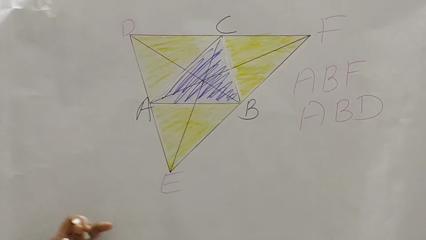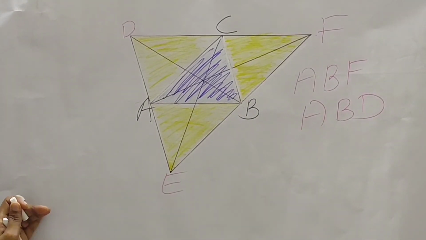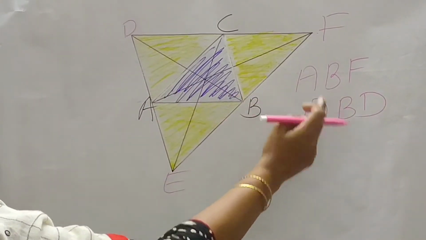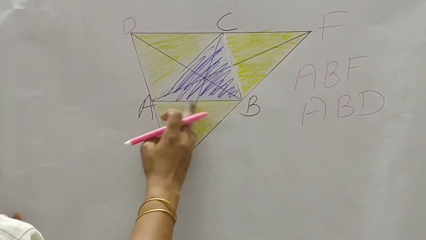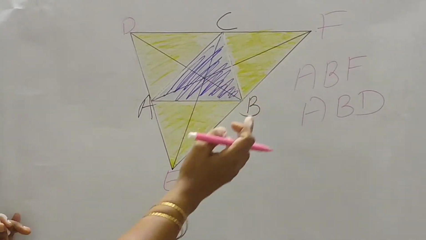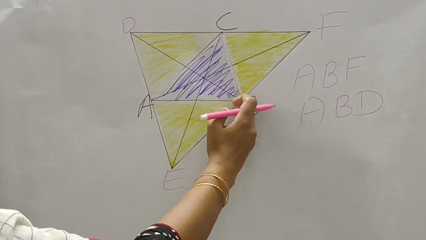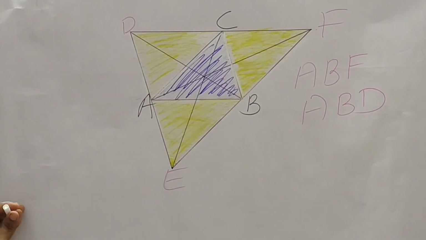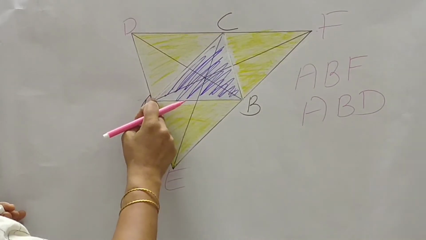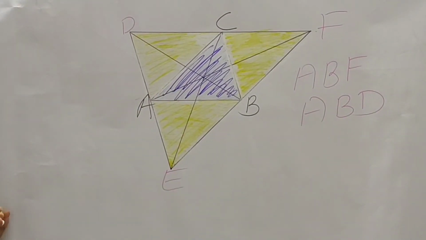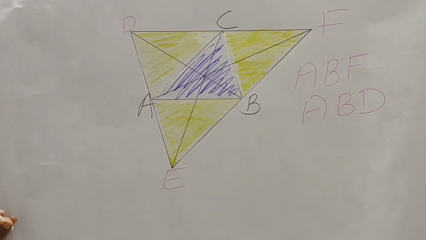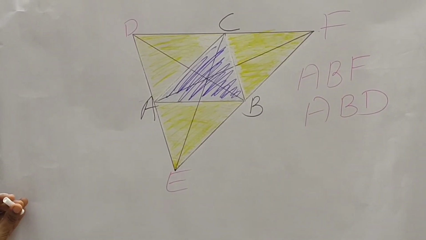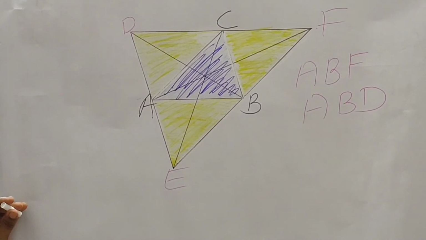And the same way you can find two more pairs. That is, now we get triangles ABF and ABD by taking AB as the base. And the same way, if you take BC as the base, then you also get two more triangles. And if you take AC as the base, then also you get two more triangles. So find out the other four triangles also. These are the triangles having equal area.